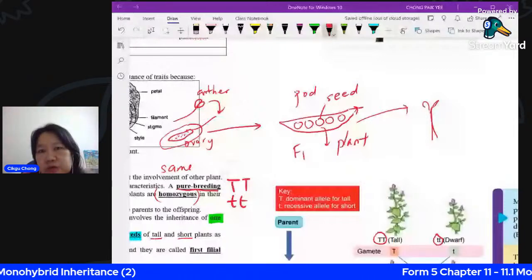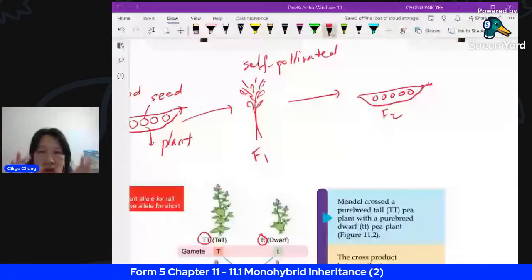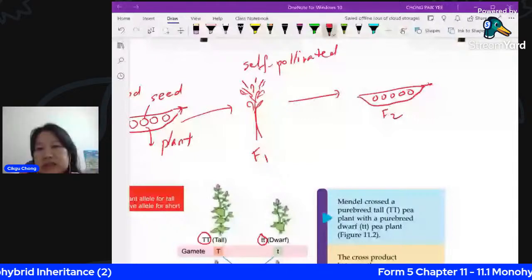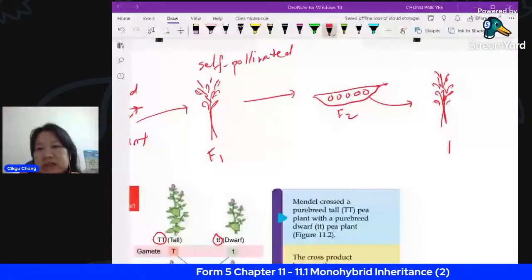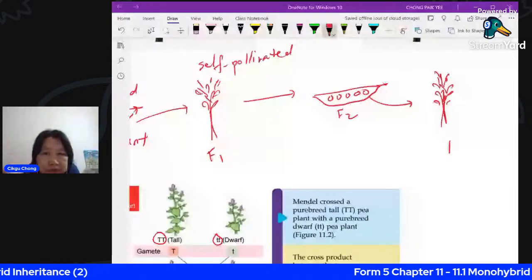So you wait for it to fertilize and all that, and you're going to get your pod. Now, after that, same thing repeated. He took out the seeds and then he planted them. All right, this is the plant. So this is going to be your F2. He planted all of the seeds and saw what percentage of this F2 will have purple flowers and what percentage will have white flowers.